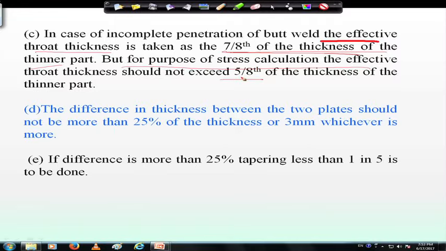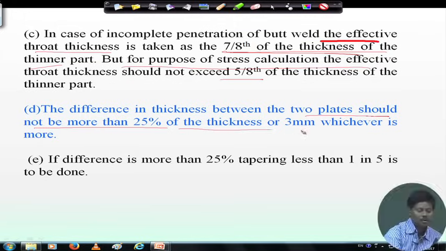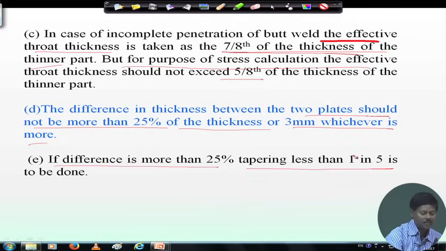Now, the difference in thickness between two plates should not be more than 25%. This also we have to keep in mind: 25% of the thickness or 3 mm, whichever is more. If the difference is more than that, then a tapering of 1 in 5 is required to adjust this. So, this also we have to keep in mind.